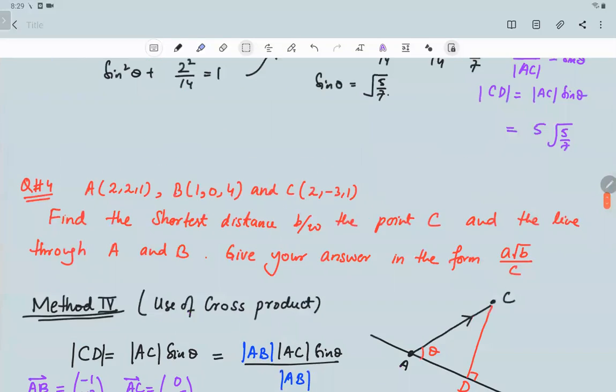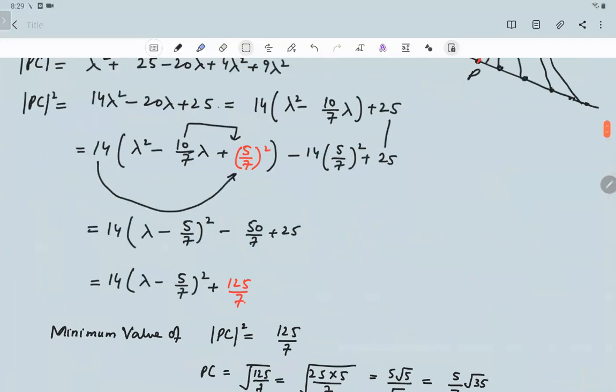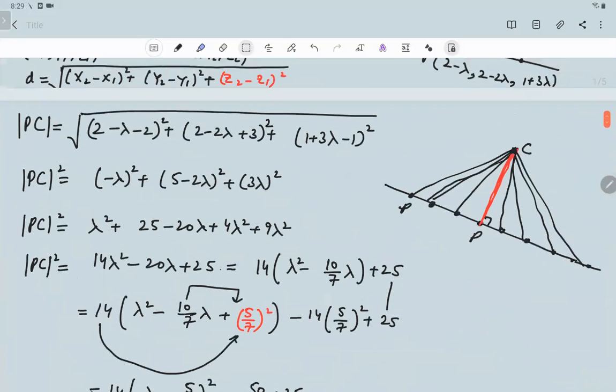I think at the start we calculated the equation of the line. I want the same equation again. I want to use it.